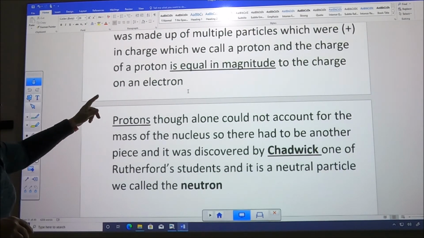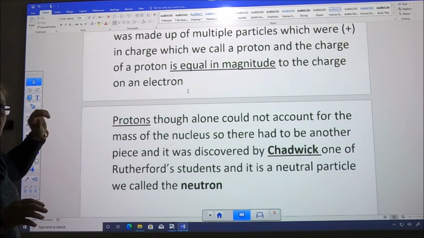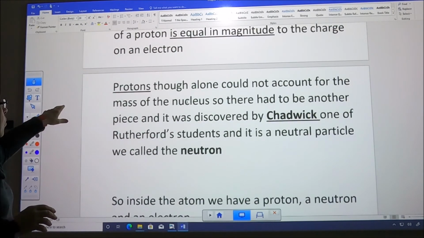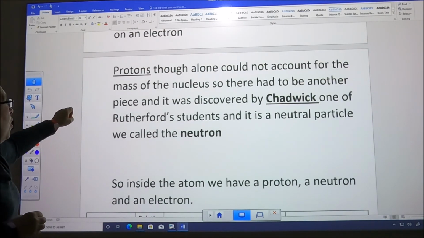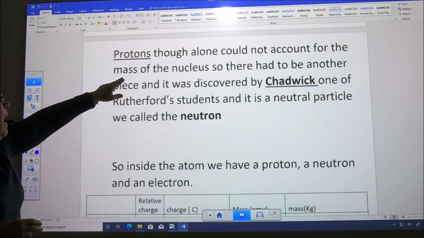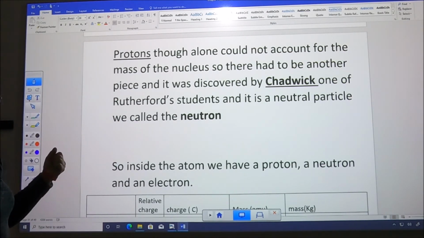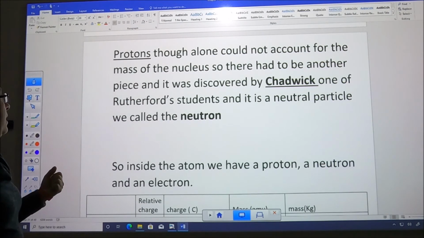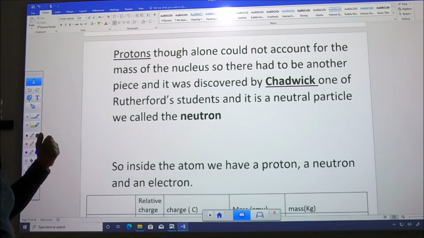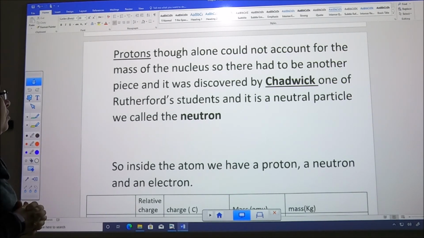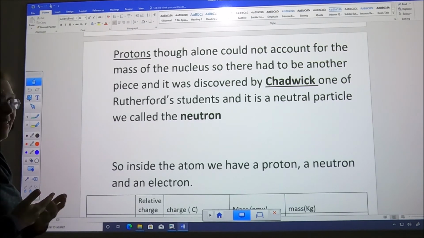Now, they were able to knock a neutron out, figure out what a neutron was. They can actually create a proton beam. And they figured out that the proton wasn't enough to account for all the mass of the nucleus. So there had to be some other piece in the nucleus. And this last piece is the neutron, discovered by Chadwick, one of Rutherford's students, one of his postdocs in his lab.